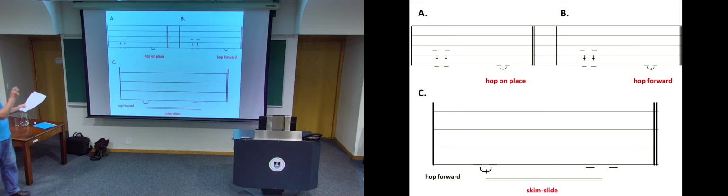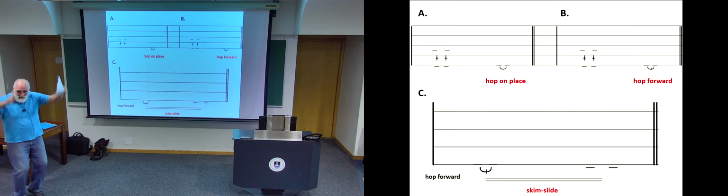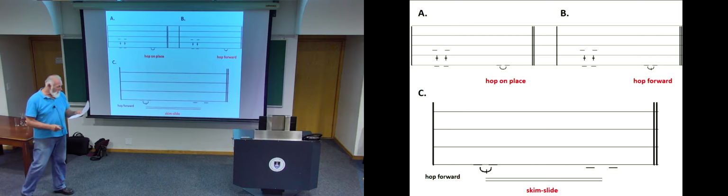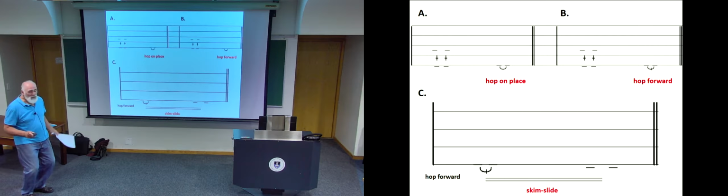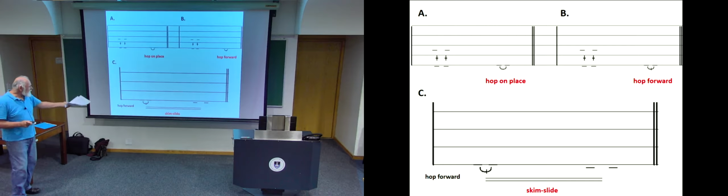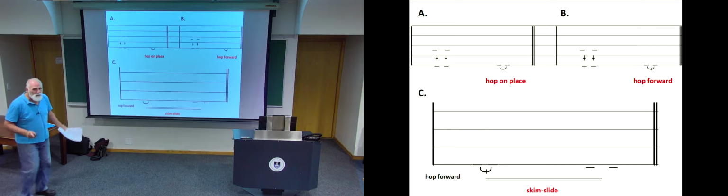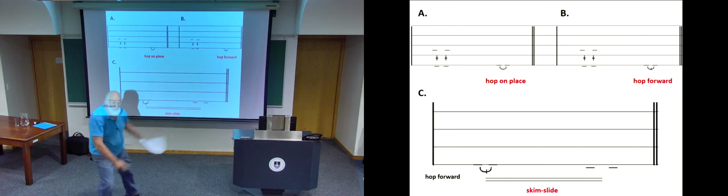You may recall from the African dance section of yesterday's lecture that we dealt with hops and skims. Let's take a moment and recap. So there we start with the bent legs, and then a hop is just on place, but onto the balls of the feet. And then in B, we start the same way with that deep bend, and then the hop goes forward. And in C, we've got the hop and skim. So it goes forward and skims into the open position.